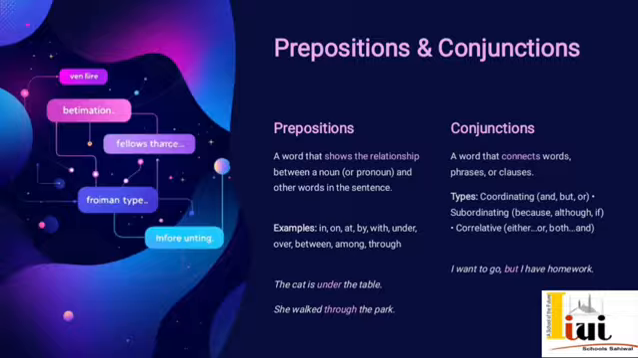There are some examples of prepositions. The cat is under the table. The word under is a preposition. So in this sentence, under the table is a prepositional phrase telling us the cat's location. She walked through the park. Through is a preposition.